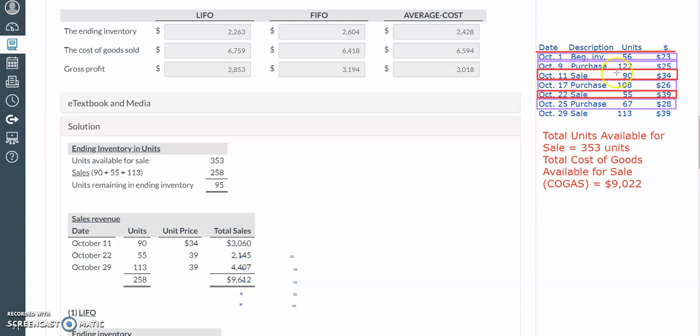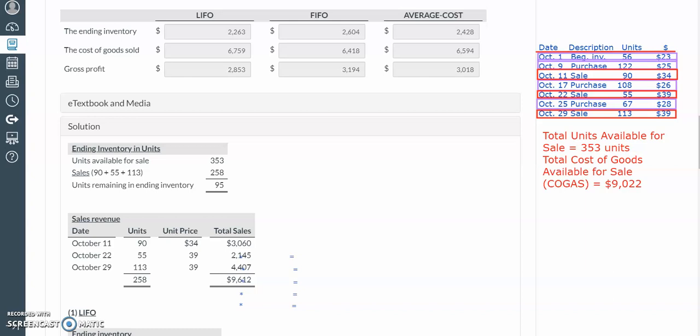So what I'm really looking at is the 90 units. This sale was 55 units at $39. And the last sale was 113 units at $39. So the main thing that you want to pay attention to here is the units, because you want to determine the units in the ending inventory.